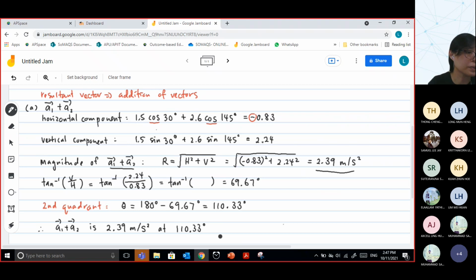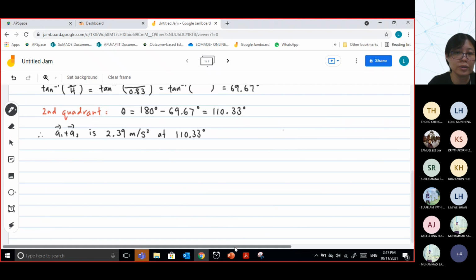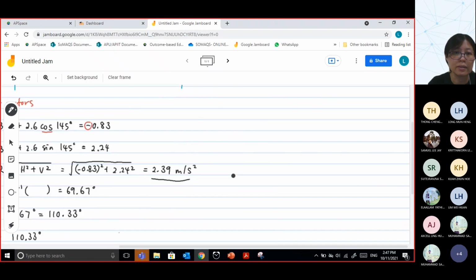I think the angle should be 110.33. Saad, maybe you should check your answer again. Get it? How we actually get this answer? Now I would like to move on to the next one.